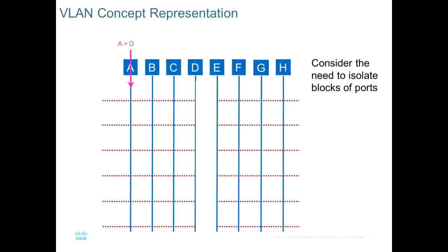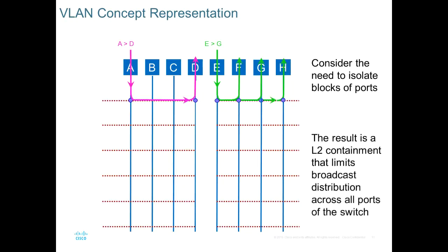So A and D, traffic just works normally as per the last slide. E to G, G is not known, so it forwards it out every port that is a member of that VLAN.